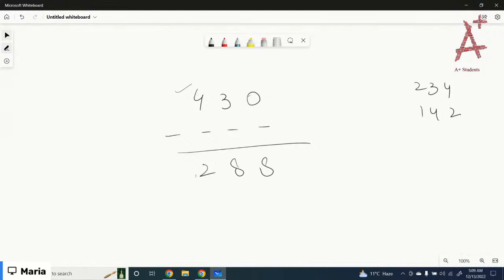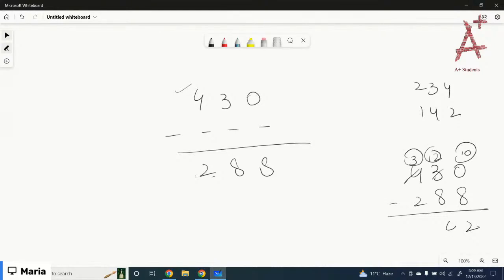Just subtract 288 out of 430, and you will find the missing number, because you always subtract the smaller number out of the greater one. So if you have to find the smaller number, you can just subtract the difference from the greater number. You have to borrow 1. 10 subtract 8 is 2. You have a 2 here. You again have to borrow 1. It would be 12 subtract 8 is 4, and 3 subtract 2 is 1, so it would be 142.